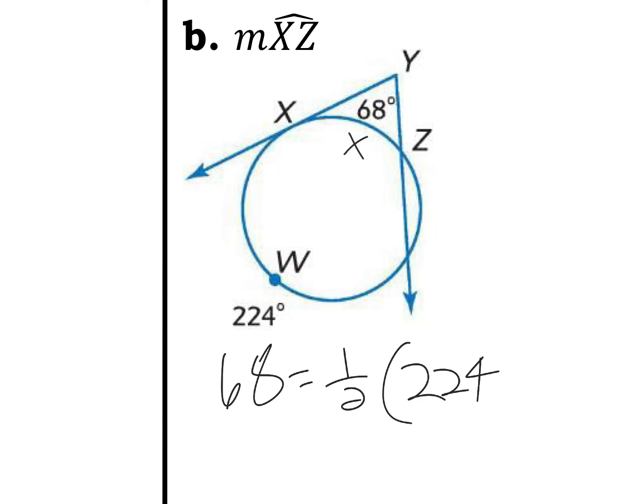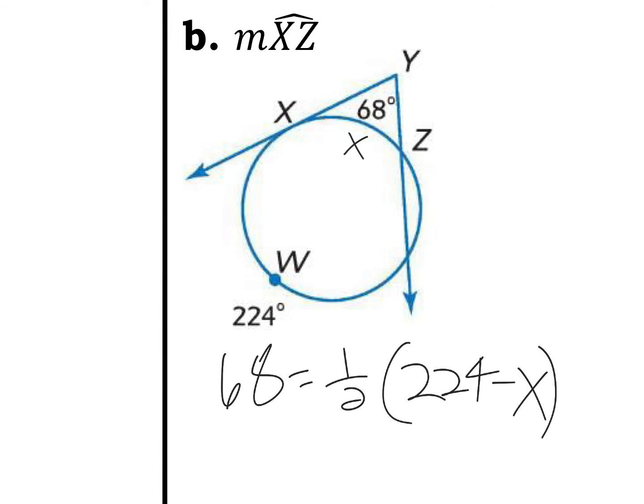You can tell that 224 is going to be bigger than arc XZ. I mean, just based on appearance, but if it's more than 180, then it's a major arc, and therefore the other arc will have to be a minor arc. So that's why I know I'm going to do 224 minus X and not X minus 224.